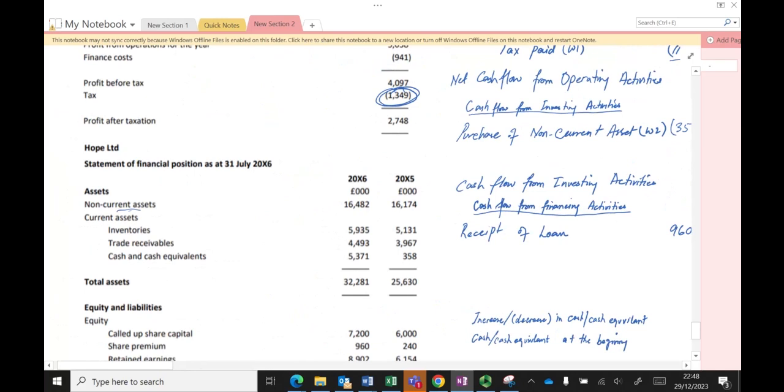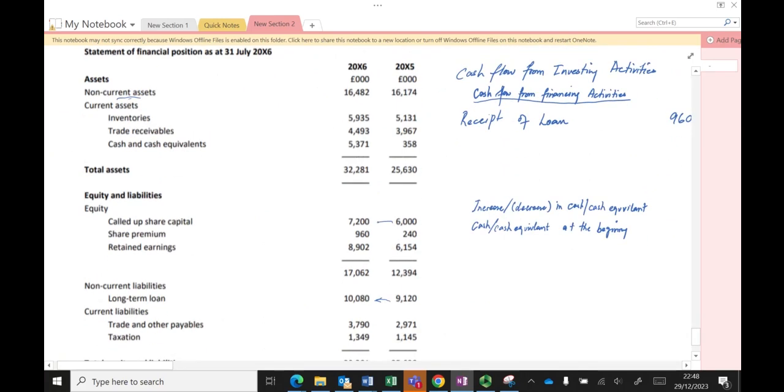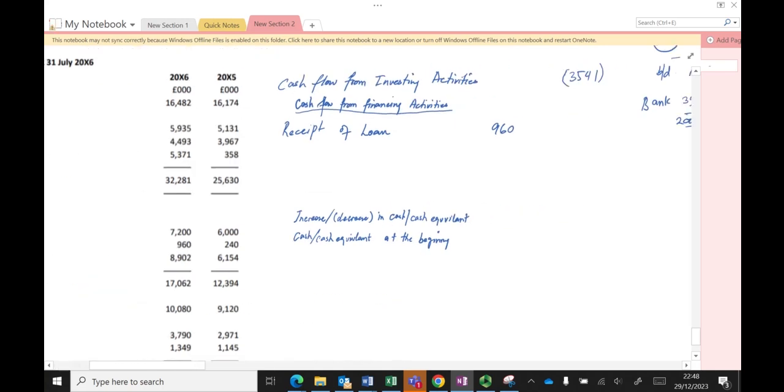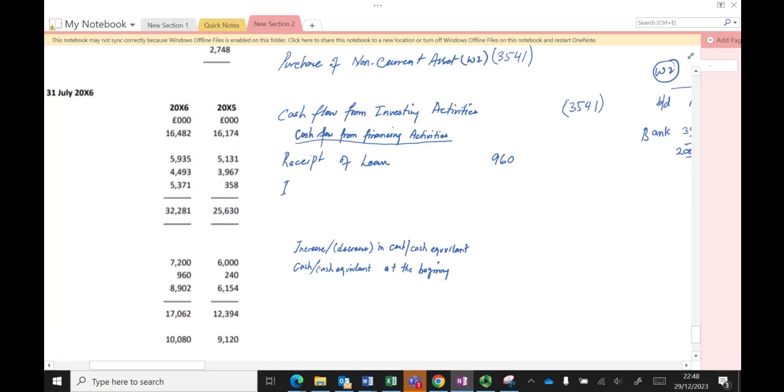Now let's look at the share capital in this company. The share capital has gone up and the premium has also gone up. Therefore, we need to record issue of shares. We do not call it sale of share. We record it as issue of shares. Issue means selling. So it's an accounting term, issue of shares. So 7,200 with the premium.